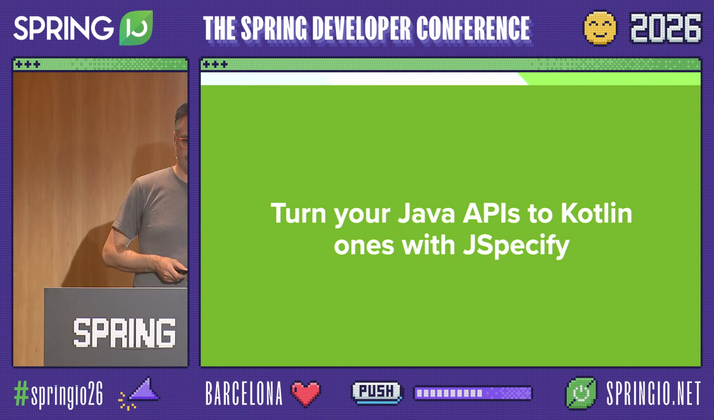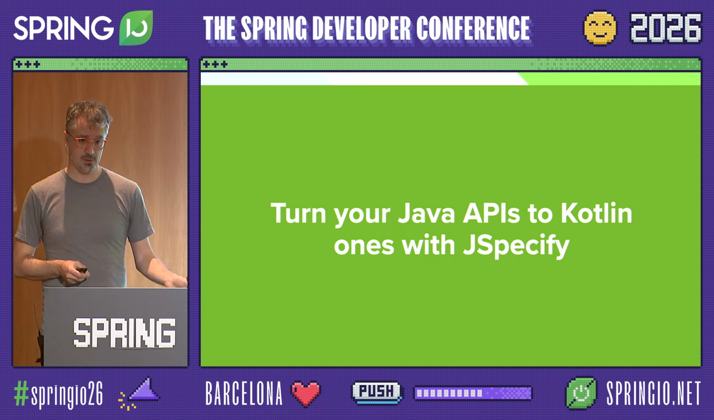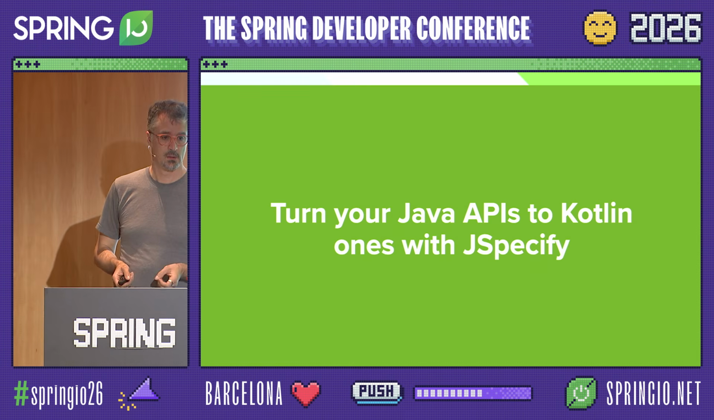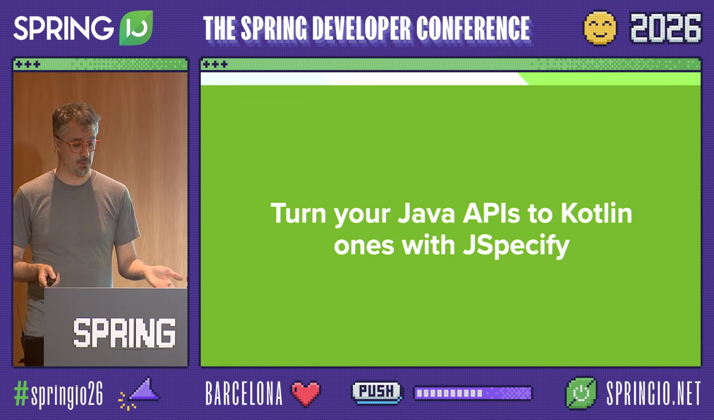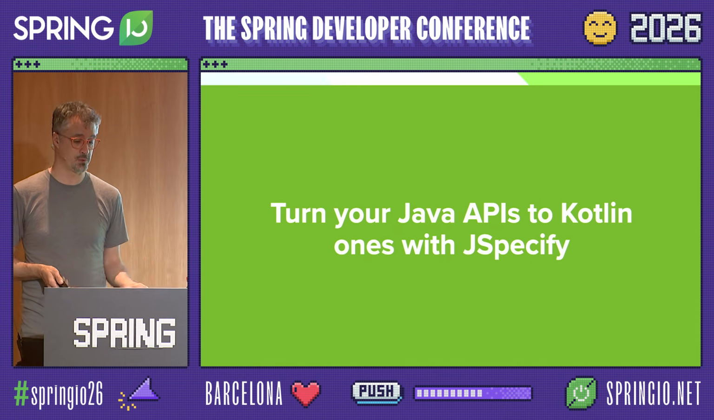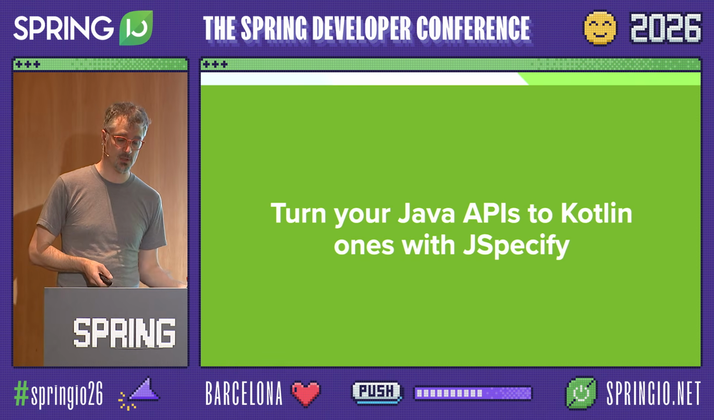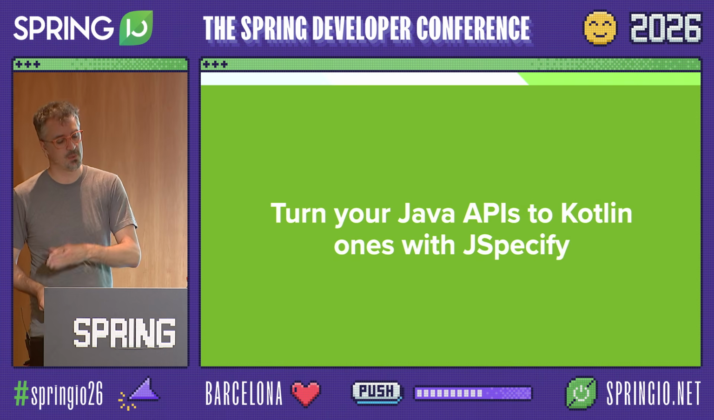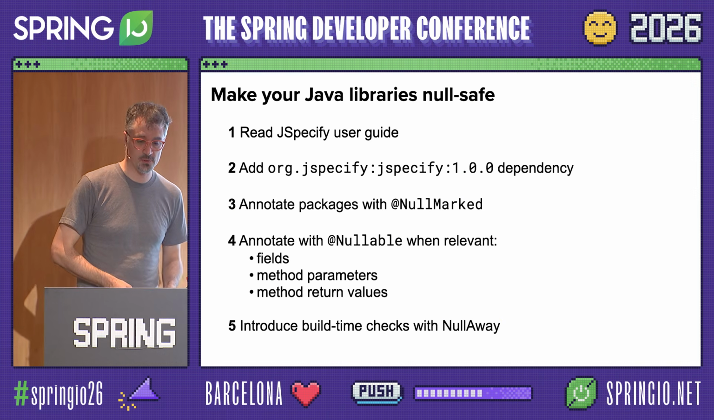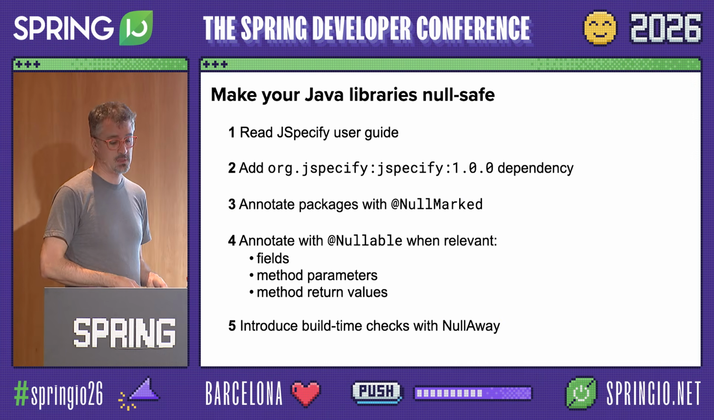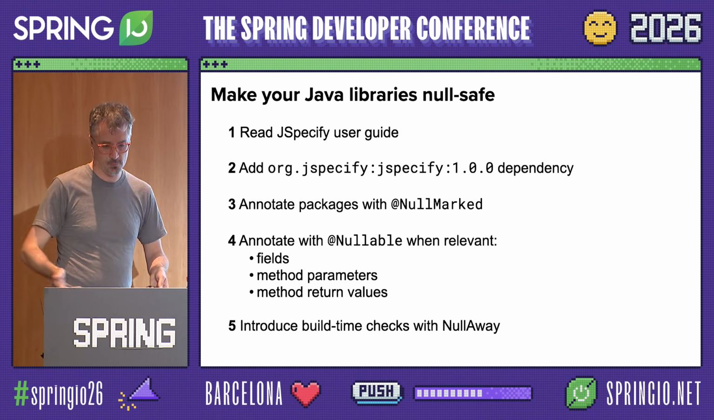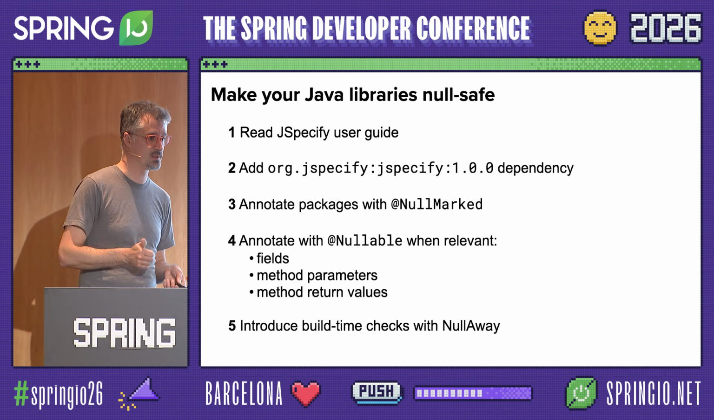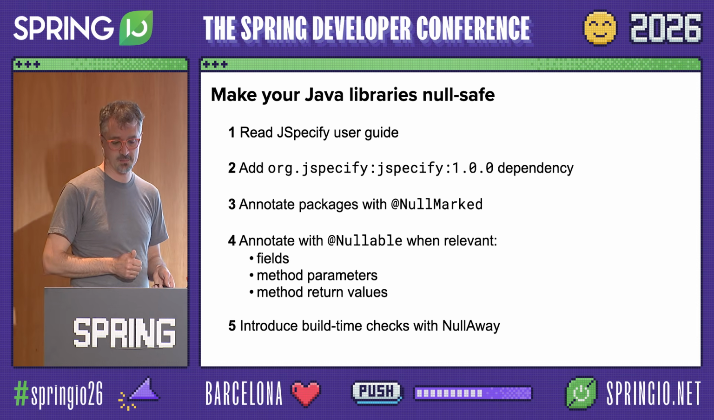If you are maintaining some Java library in your organization or company, you can also make them Kotlin friendly, because you can apply the same recipe to your own code. So you can turn your Java API, especially on libraries. In applications, you don't care, but for libraries used in Kotlin applications, you can use the same tricks. So basically, the recipe is: first use Spring Boot 4, if you have a dependency on Spring. Read the JSpecify user guide. It's important to understand the semantics, especially related to generic types.